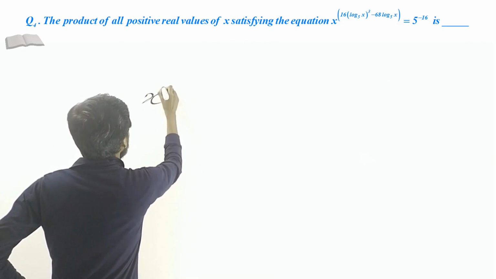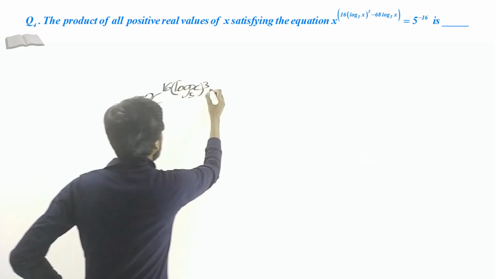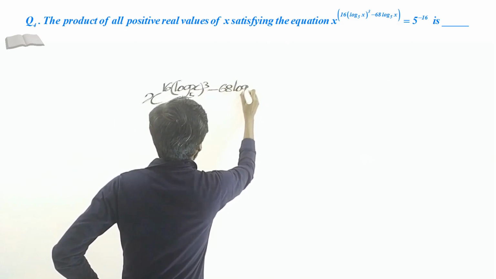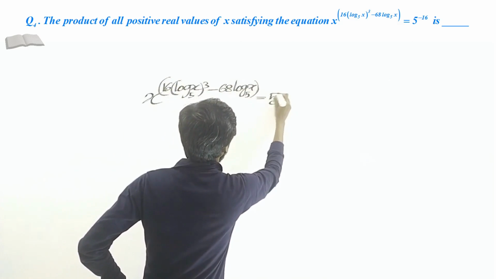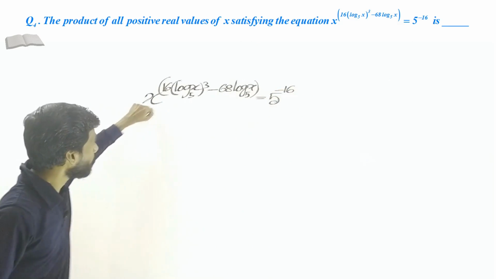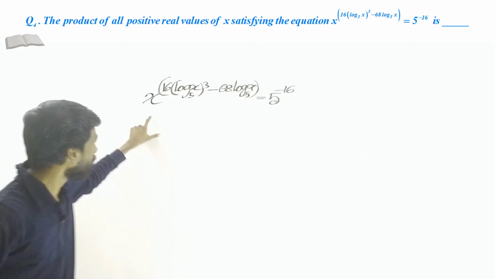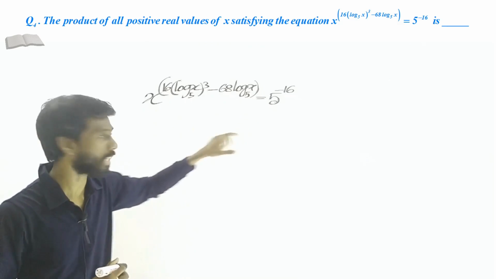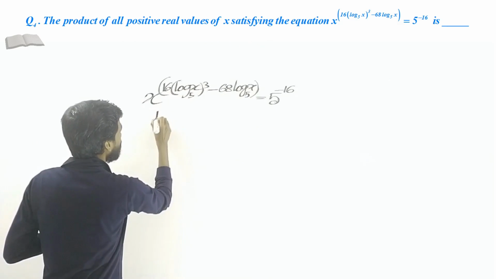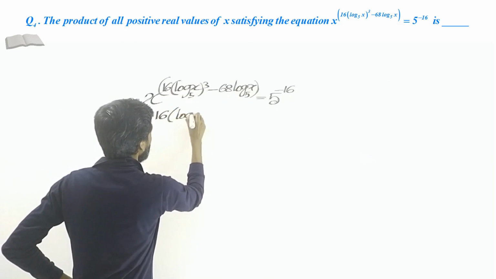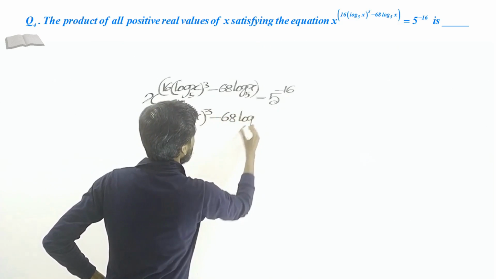So x to the power 16 log x base 5 cube minus 68 log x to the base 5, this is the power of x, and that is given to be 5 to the power minus 16. Now x to the power something equals some constant value, so we have to remove this x exponent, right? So you can take log of base x on both the sides, and then this exponent becomes 16 multiplied by log x cube minus 68 log x base 5.